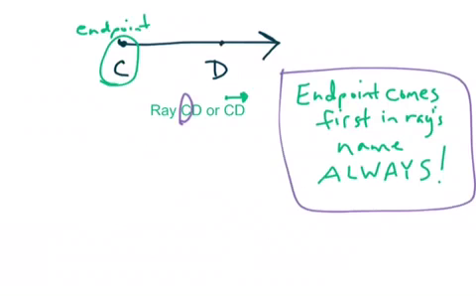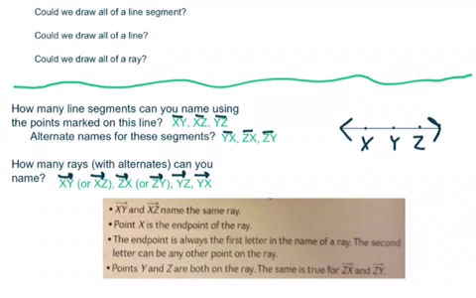The endpoint comes first in the ray's name, always. Okay? Jot that in your notes. That's really important for you to get. So let's see if you can answer some questions.